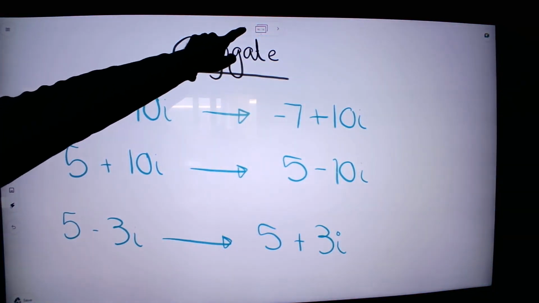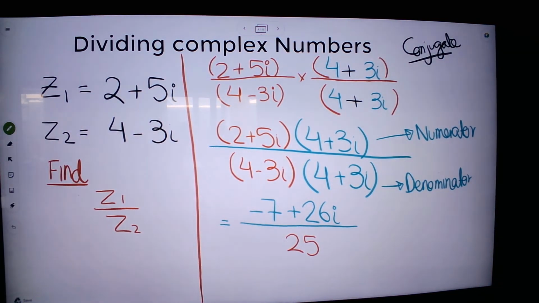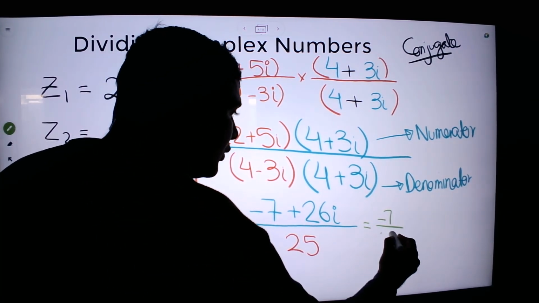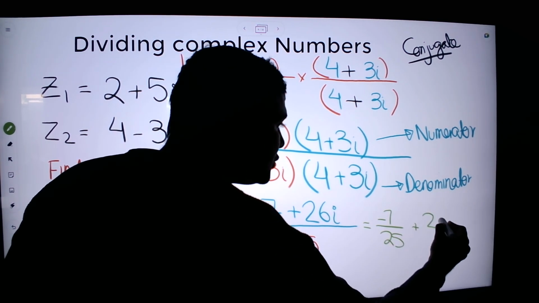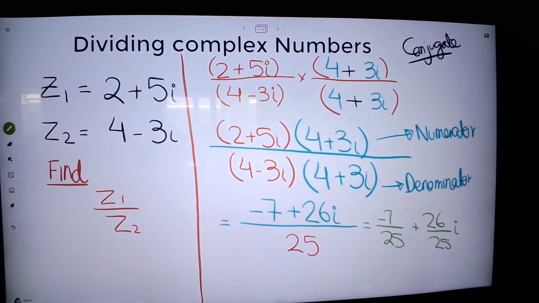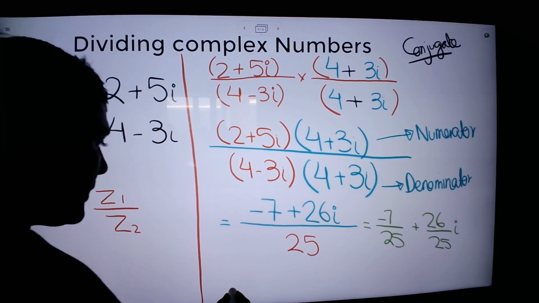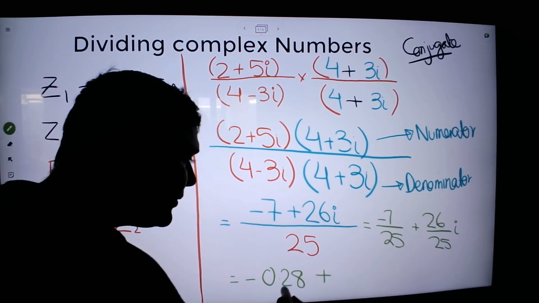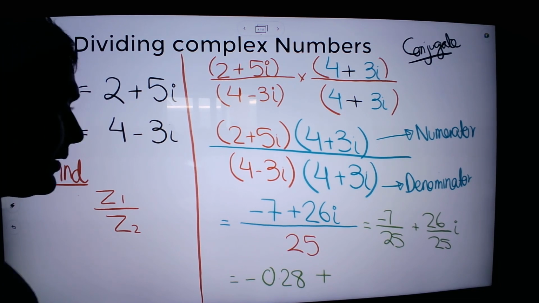The question isn't finished yet. Now here, this is what I got, minus 7 plus 26i over 25. Now at the bottom there is a number 25, and on the top there are two terms. So I can write this one as minus 7 over 25 plus 26 over 25, and then i here. Can someone do that in the calculator? Minus 7 over 25, please. Minus 0.28, two decimal places, and can you do the other one, please? Thank you. Plus 1.04i.